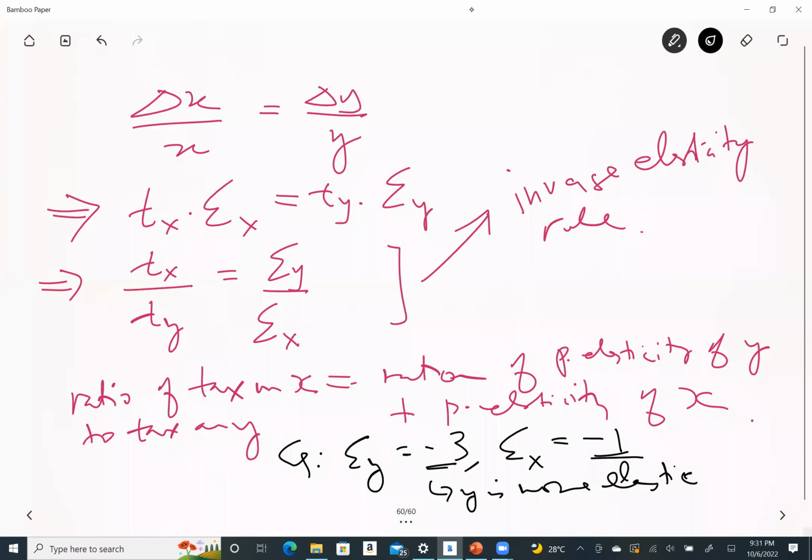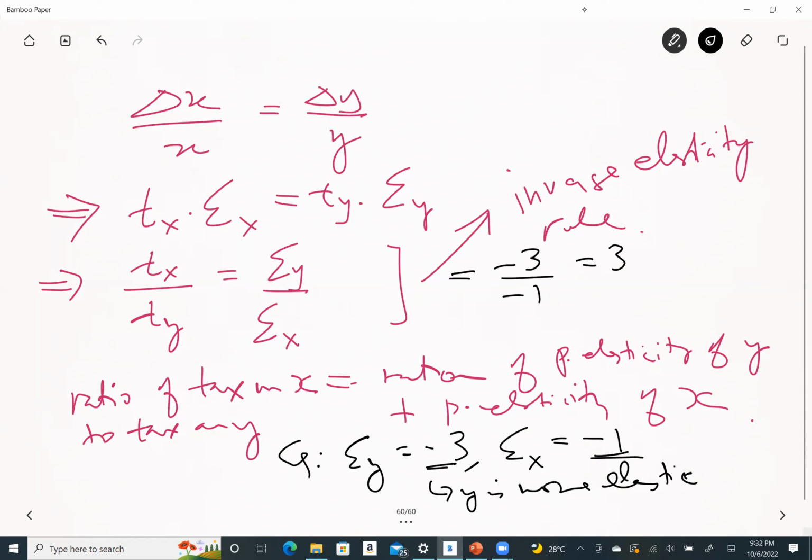The opposite movement of the price and quantity. Okay, right. So here Y is more elastic. Now, if you do that, that will be equal to what? Equal to -3 over -1. That is equal to 3. So the ratio of the tax on X to the tax on Y is equal to 3.